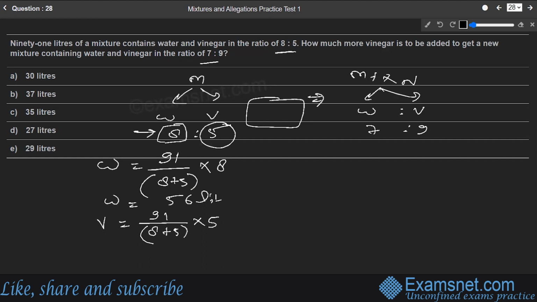So multiplied by 5, if we solve this, this comes out to be 35 liters. So the vinegar part becomes 35 liters, the water part becomes 50 liters. This is the original situation. Then they say how much more vinegar is to be added.